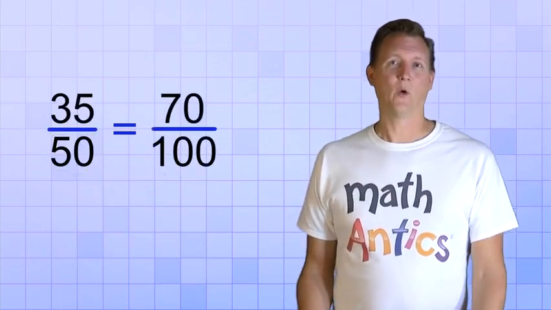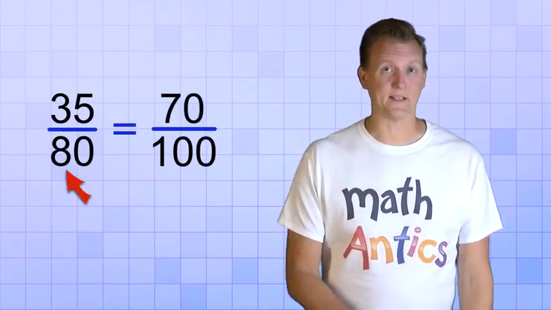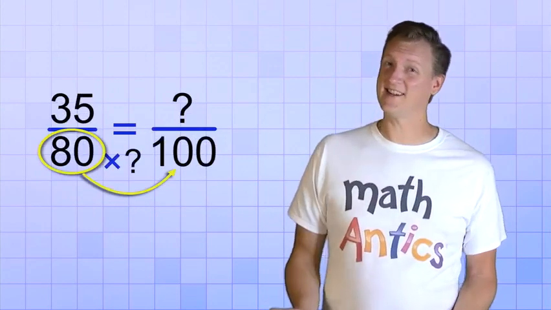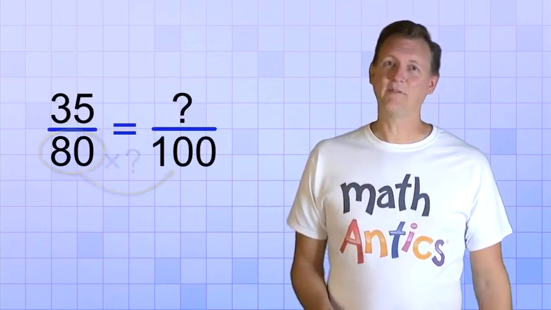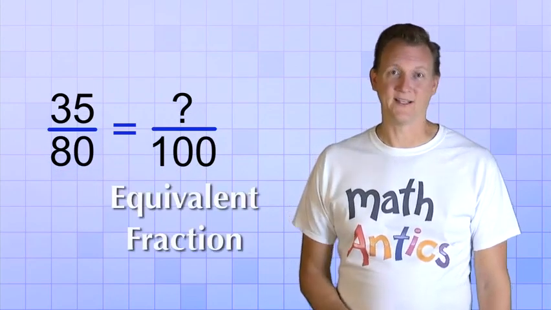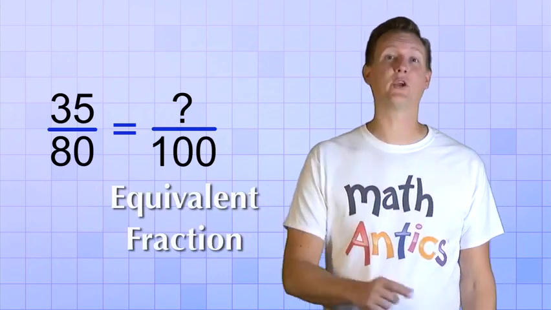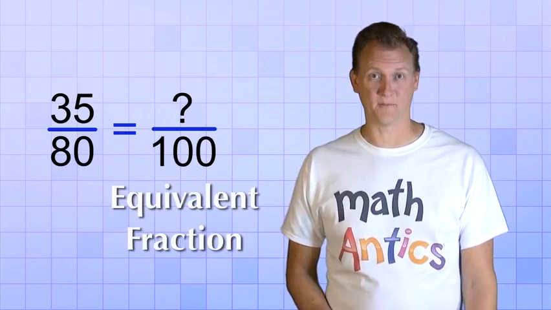For example, what if instead of 50, you had 80 as the bottom number? What could you multiply 80 by to get 100? Well, that's not as easy to figure out. So even though finding an equivalent fraction is sometimes a good way to convert a fraction into a percent form, I'm going to show you another way that I think is even better.